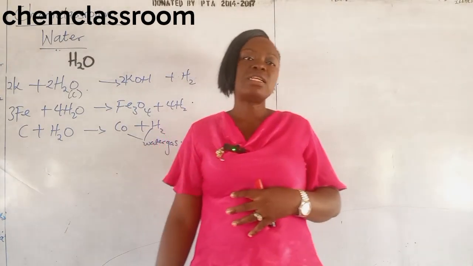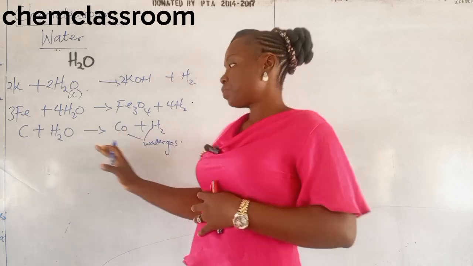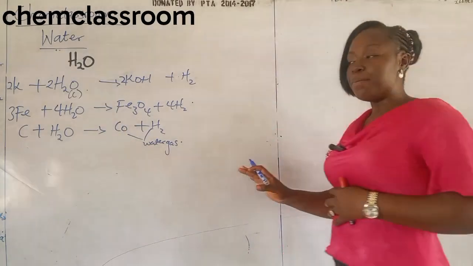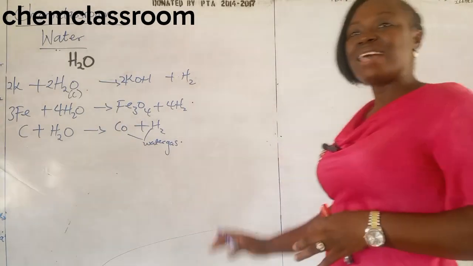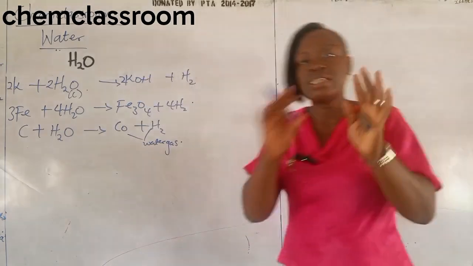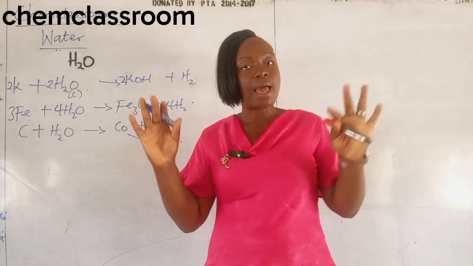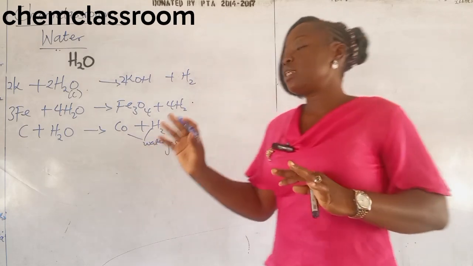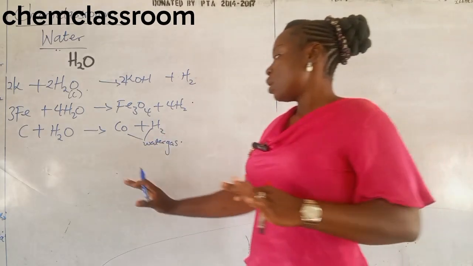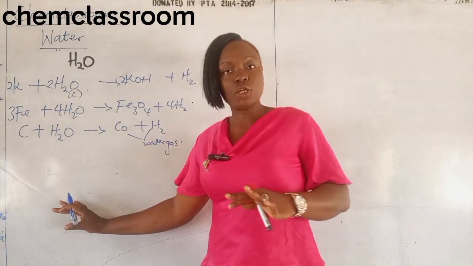Now the temporary hardness of water can be removed by boiling, or by adding a calculated amount of slaked lime, because if you add excess, the water becomes permanently hard. Then the permanent hardness of water can be removed through distillation.